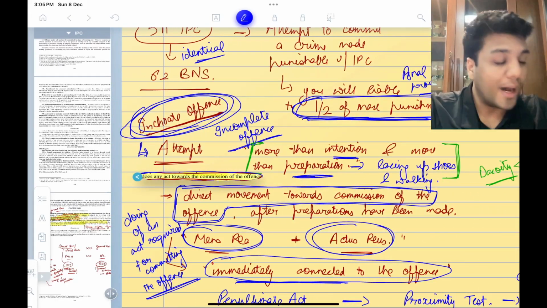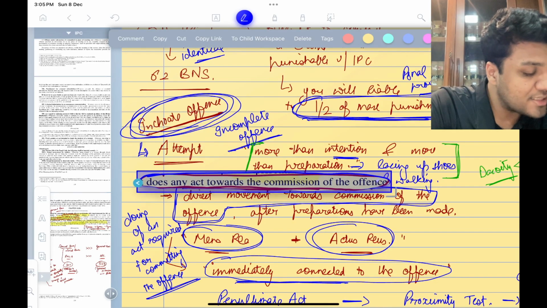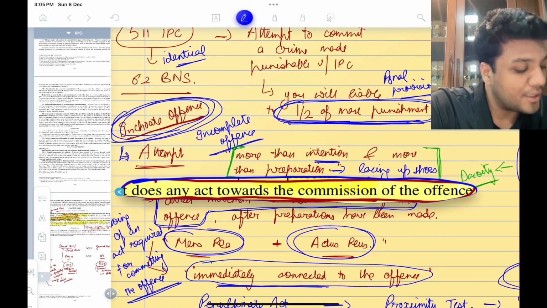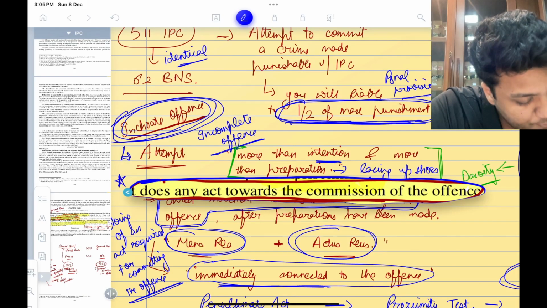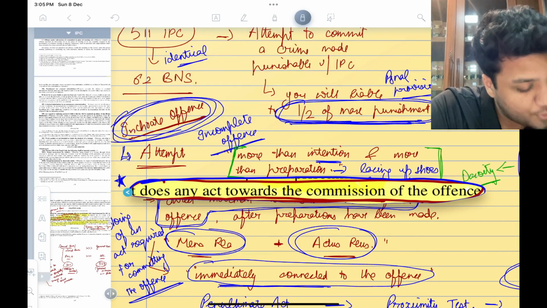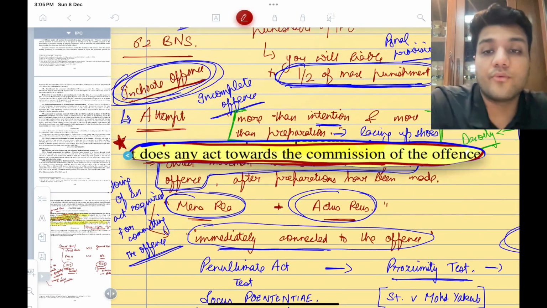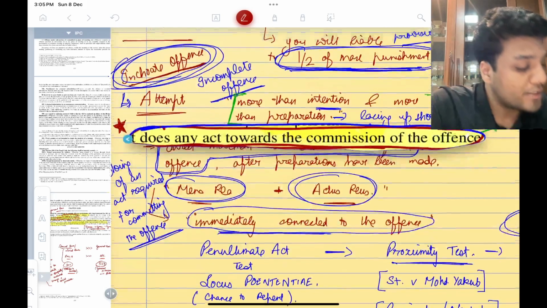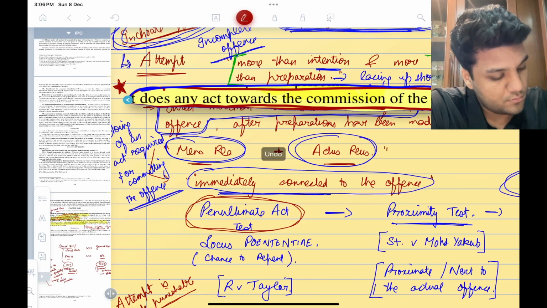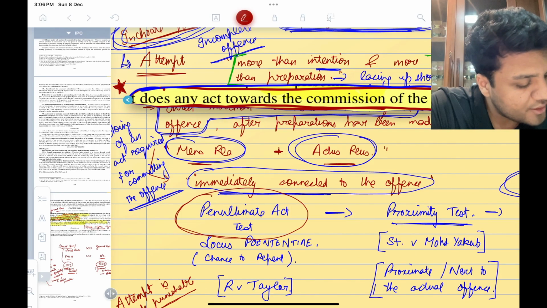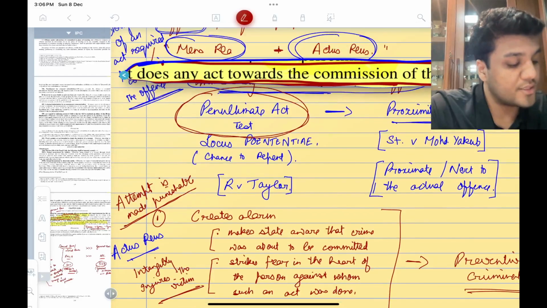Now let us look at what exactly is the test for attempt. As you would have noticed, this now is the test for attempt: does any act towards the commission of the offence, right? Now this standard also tells you a lot about what the standard for judging attempt now is, right? Because earlier what used to happen was, in the British time before the IPC was codified, the act that was used was the penultimate act test. This was also used in India for some time, but it was eventually done away with because of the language of the act, which says this: does any act towards the commission of the offence, right?